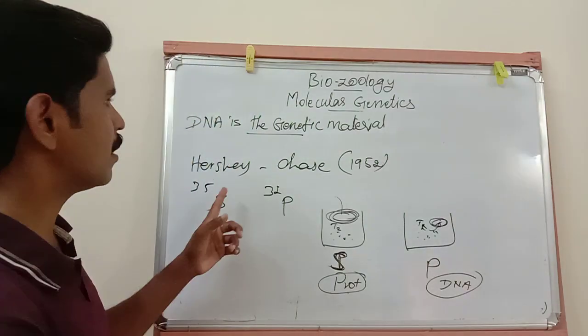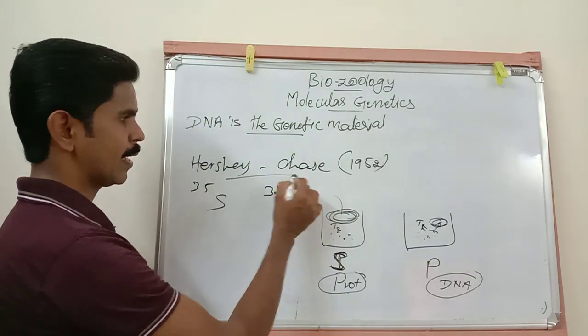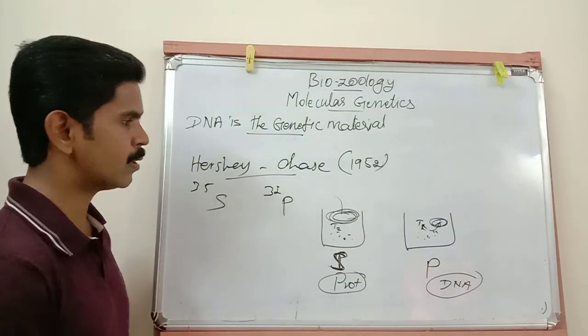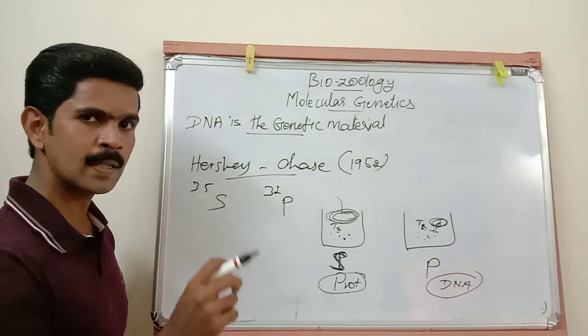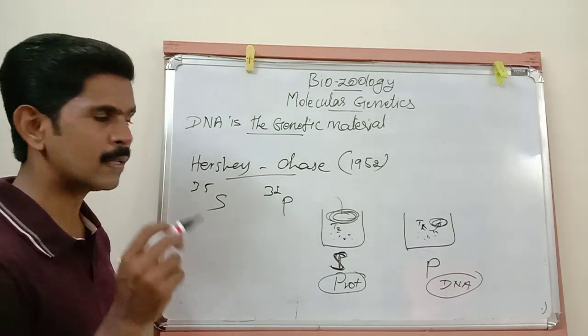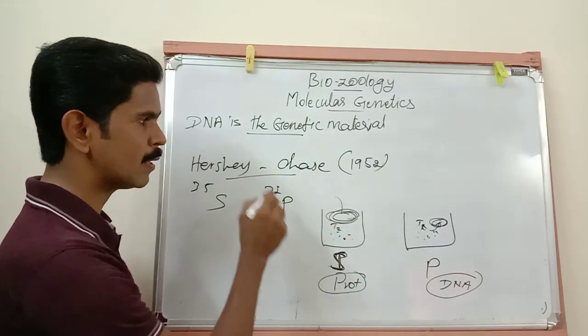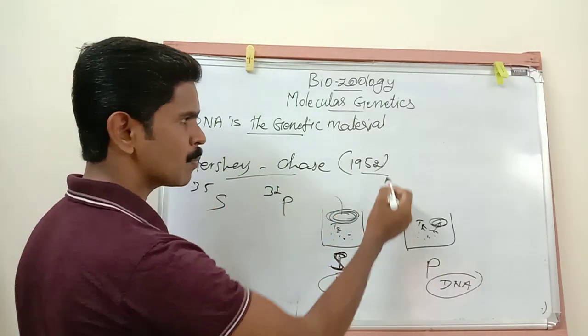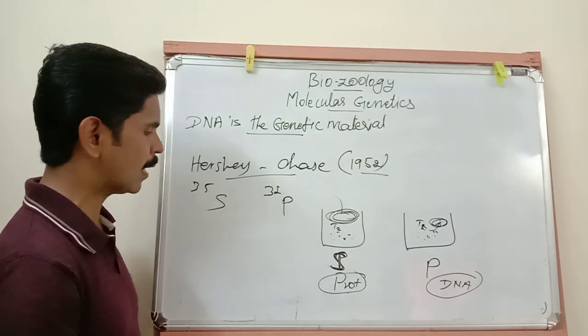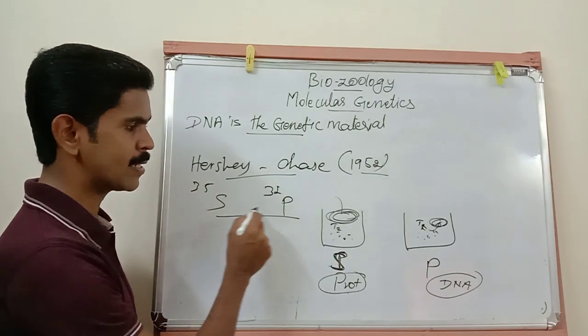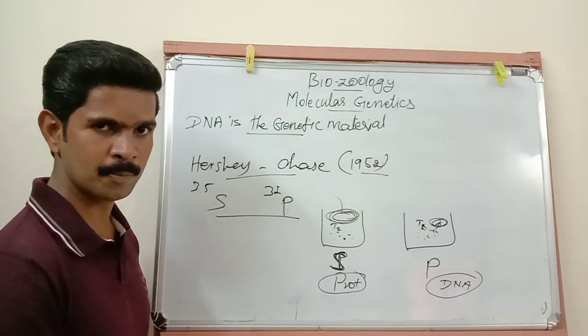So this is one of the important 5-mark questions. Hershey and Chase's experiment. These two scientists together did this experiment to prove that DNA is the genetic material, and they did this experiment in the year 1952 with the help of two isotopes, the sulfur isotope and the phosphorus isotope.